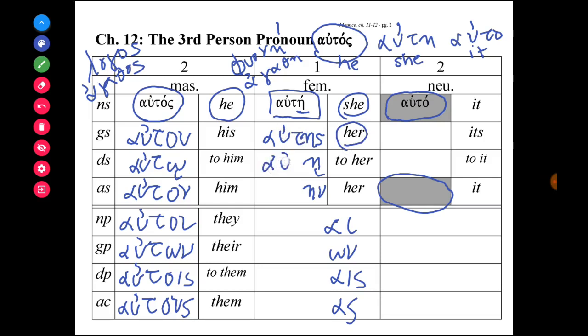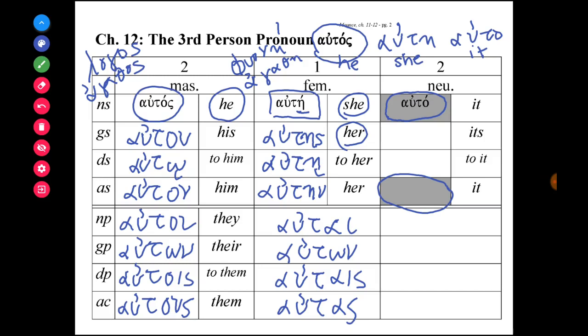To her, the dative singular would be autē iota subscript, and "her" as the direct object or the accusative case would be autēn. If I want to say the plurals for the feminine forms, they would be autai. The genitive would be autōn. "To them," where "them" is feminine, it'd be autais, and then the accusative form, plural, is autas.